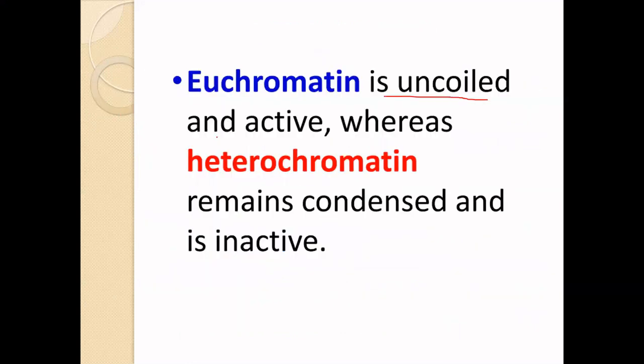So euchromatin is the uncoiled and active part. This you need to remember. Euchromatin is not that much condensed. It is lightly condensed. It is the most active part, where mainly transcription takes place for the production of different kinds of active RNA and proteins. And the heterochromatin remains condensed and inactive during the interphase portion of the cell cycle.